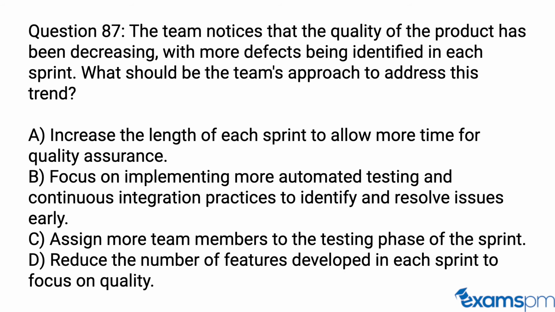Question 87. The team notices that the quality of the product has been decreasing, with more defects being identified in each sprint. What should be the team's approach to address this trend? A, increase the length of each sprint to allow more time for quality assurance. B, focus on implementing more automated testing and continuous integration practices to identify and resolve issues early. C, assign more team members to the testing phase of the sprint. D, reduce the number of features developed in each sprint to focus on quality.